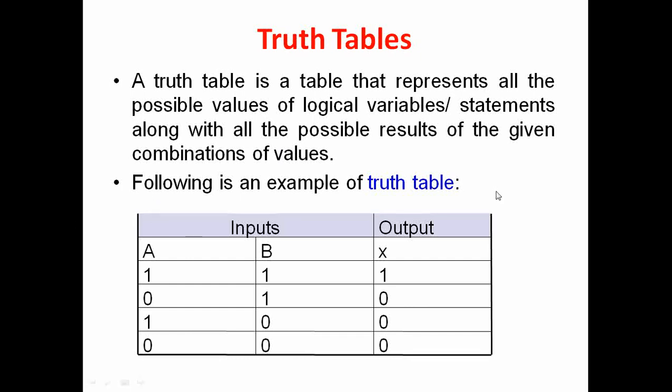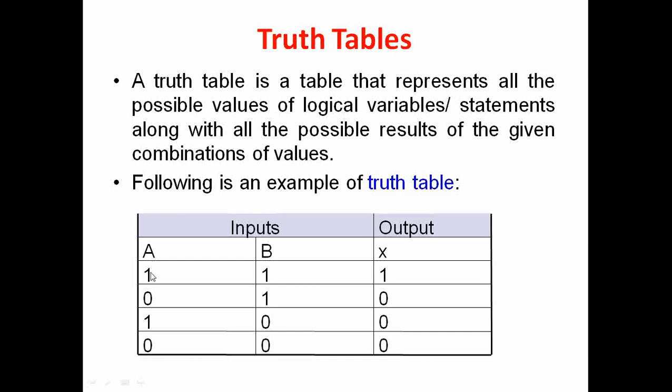In this example, we have two variables a and b in the input. As we have two variables, we may have 2 to the power 2, that is 4, possible combinations for these input values. And as a and b are logical variables, they can have the value either 0 or 1. So with two input variables we can have 4 combinations.